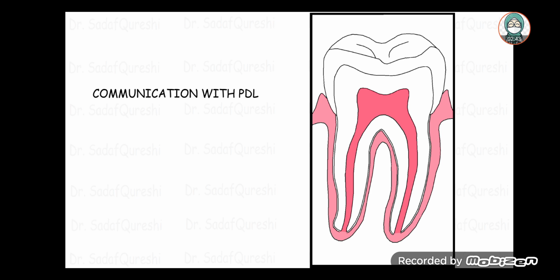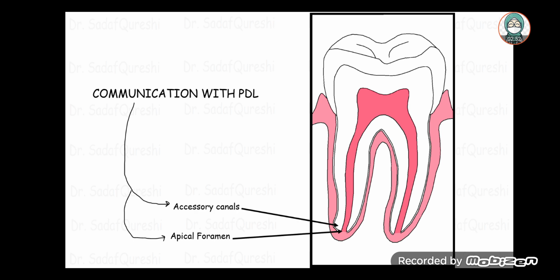Now we will talk about how the pulp communicates with the PDL. It communicates with the periodontal ligament or PDL through the apical foramen and its accessory canals that are present lateral to the apical foramen.